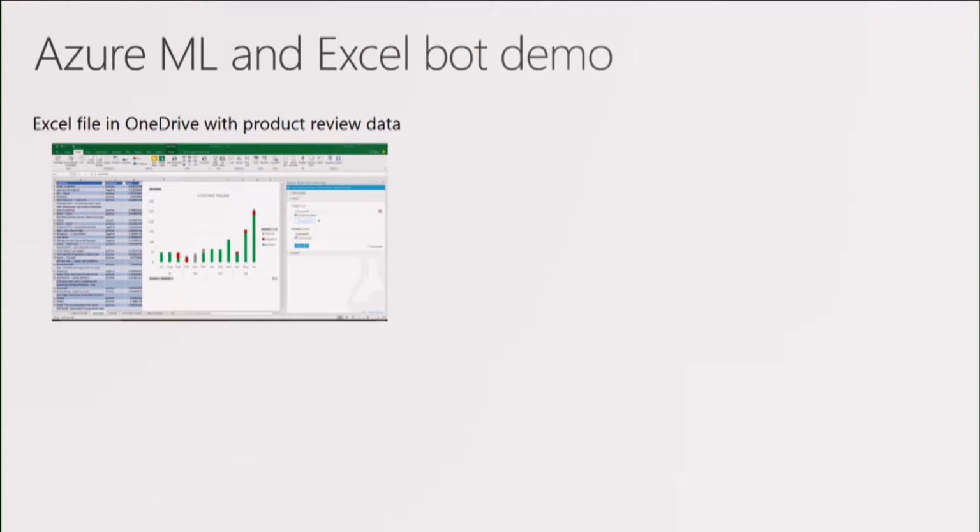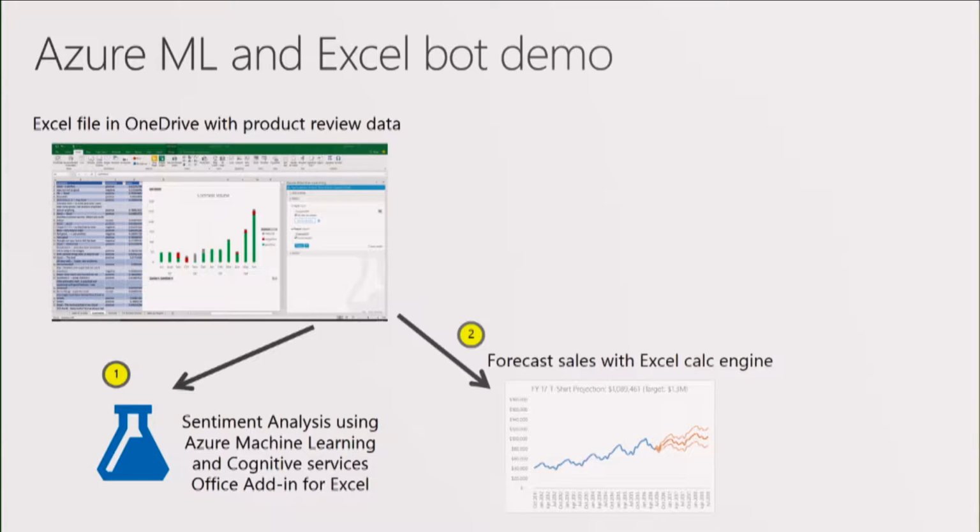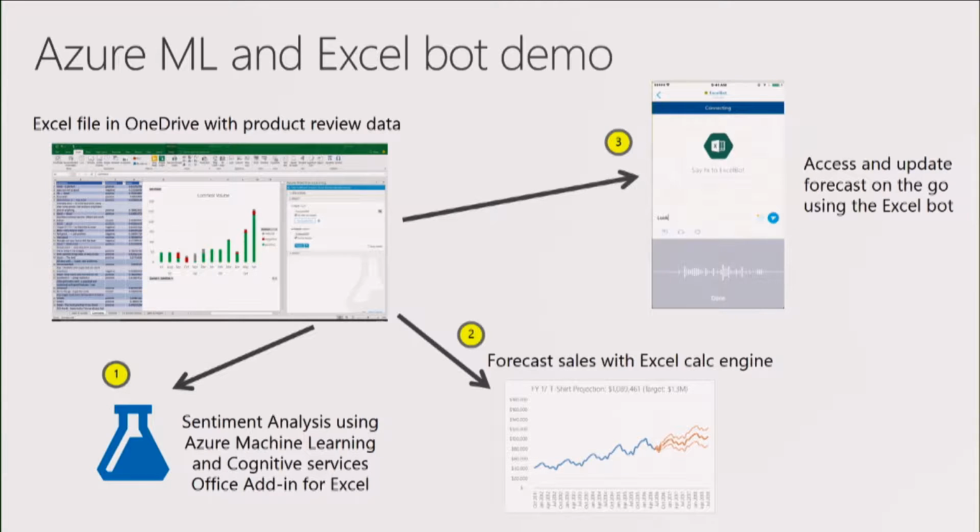So what happened there is I have an Excel file sitting on my OneDrive with all of this data. I did sentiment analysis using the machine learning and cognitive services add-in for Excel. I used Excel functions to calculate the forecast based on the data. And then I used the Excel bot to access and update the data on the go.